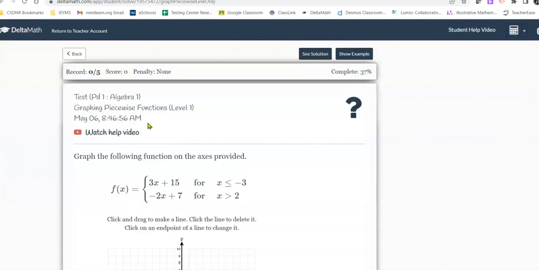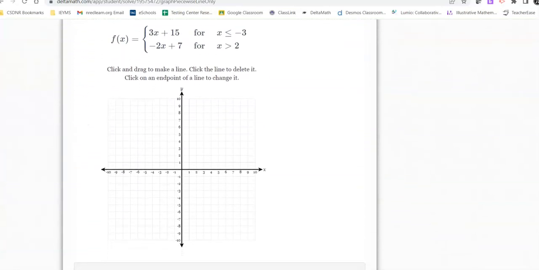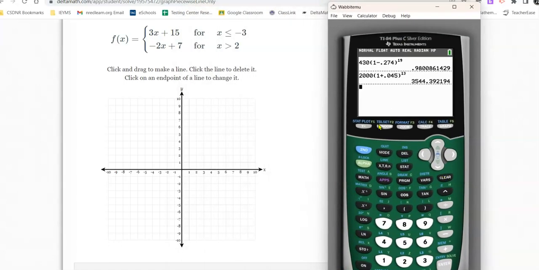Okay, last topic, graphing piecewise functions. Now remember, you're only going to graph certain sections of this function. That's why it's called a piecewise function. So as I'm making my tables here for 3x plus 15, I'll use my calculator, go to my y equals button, and I'm going to type 3x plus 15.